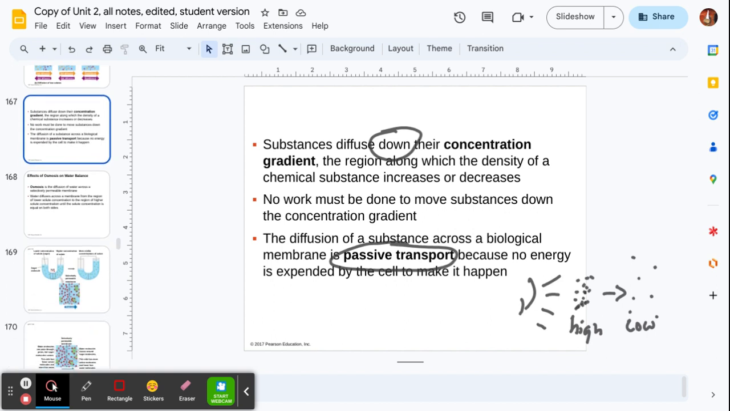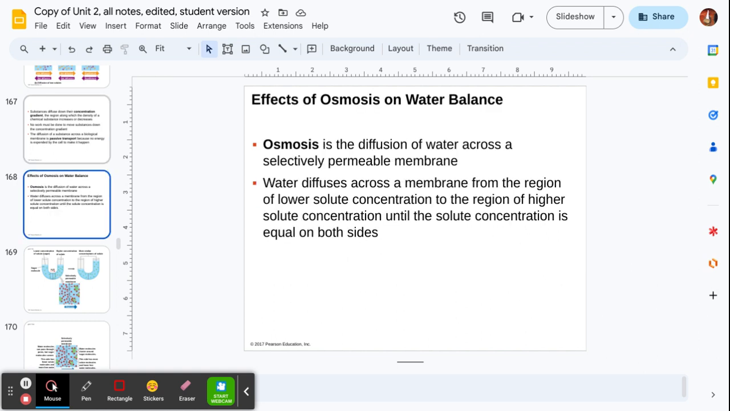And I'll just talk about this for a second here. Osmosis is the movement of just water across a picky or selectively permeable membrane. It's diffusion of water, but you also add in that membrane in there. Water will also want to move in a certain way.